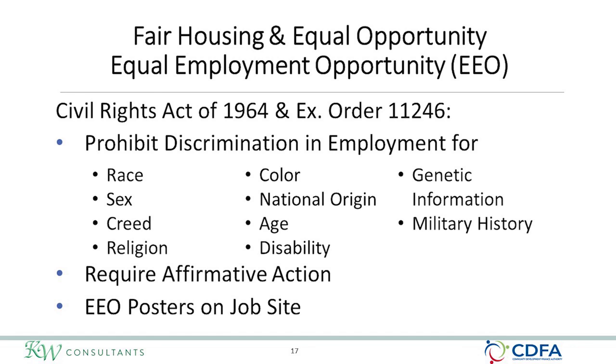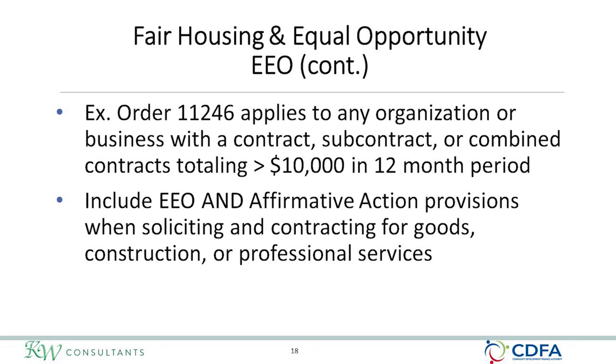Also, require that your contractors place equal employment opportunity posters on your job and project sites. Equal employment opportunity, EEO, provisions apply to any organization or business with a contract, subcontract, or combined contract totaling greater than $10,000 in a 12-month period. Grantees should include EEO and affirmative action provisions when soliciting and contracting for goods, construction, or professional services. These documents should prohibit discrimination by those firms and any subcontractor receiving CDBG funds.